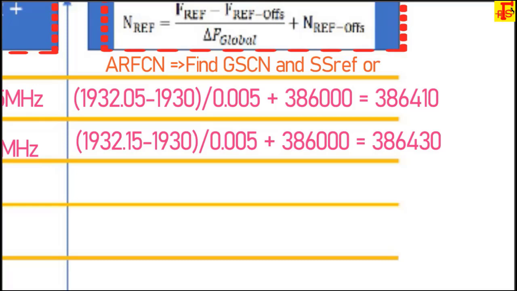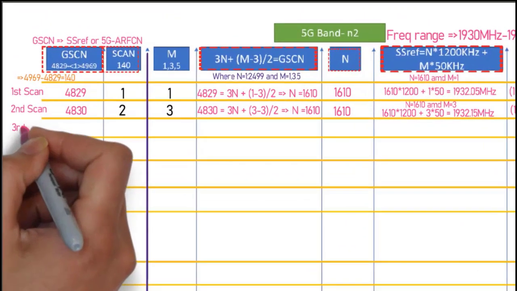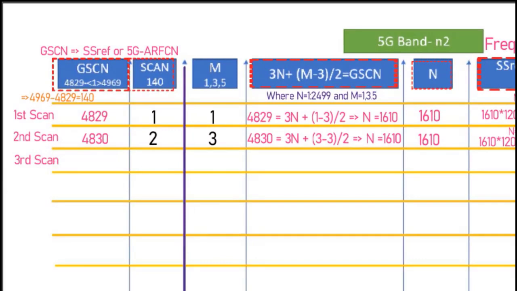So in second scan also SSB is not located, so it will go for the next scan. So next scan is third scan is 4831, again one step increases, right? So previous that 4830, now it is 4831. So in third scan m is equal to now 5, because 1 is done, 3 is done, now m is equal to 5. So in GSN formula we will put m value and we will try to calculate the n value. So in n value we will calculate n value is again 1610.